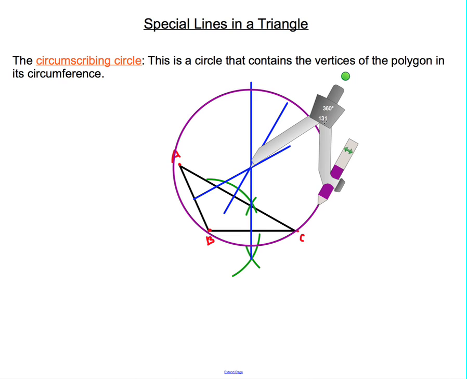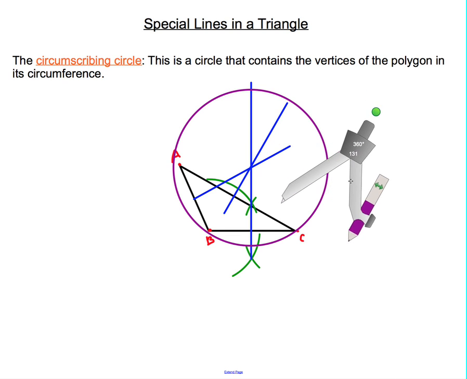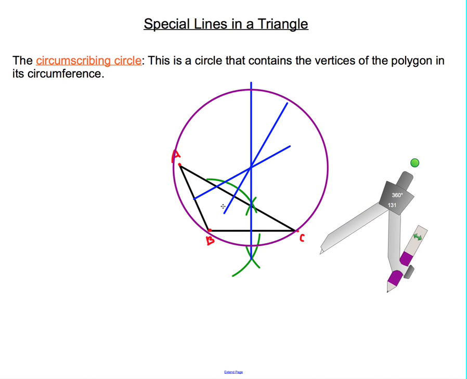So you can see that I was off by a little bit because I didn't do the other two perpendicular bisectors correctly. But had I done them correctly, then the 3 points A, B, and C would have been lying on top of my purple circle, on the circumference of that circle. And this circle is what we would call a circumscribing circle.